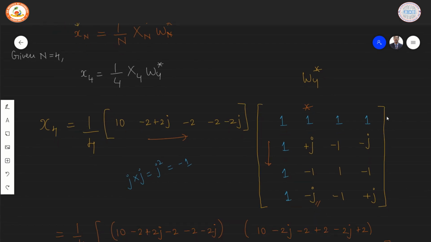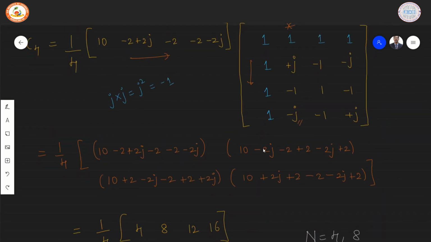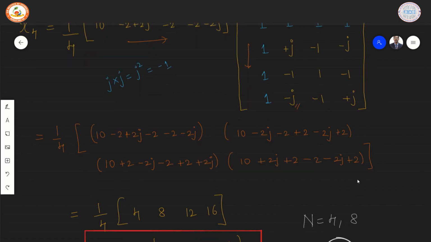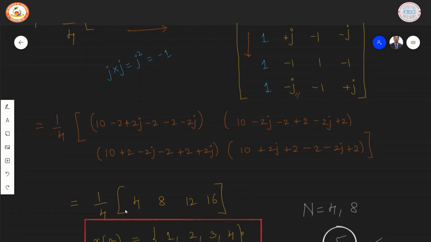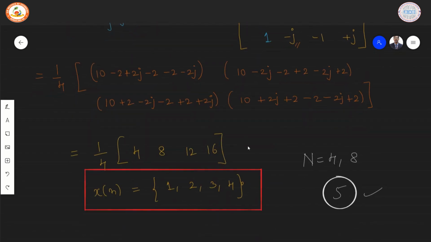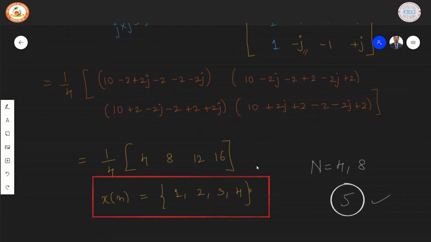Next, performing matrix multiplication. We can see the steps here after multiplying row with respective columns, and we get 4 answers. The answer is in the form of a row. The result is 1 by 4 times 4, 8, 12, 16, and simplifying gives you an answer which is 1, 2, 3, 4, which was confirmed in the previous substitution also.